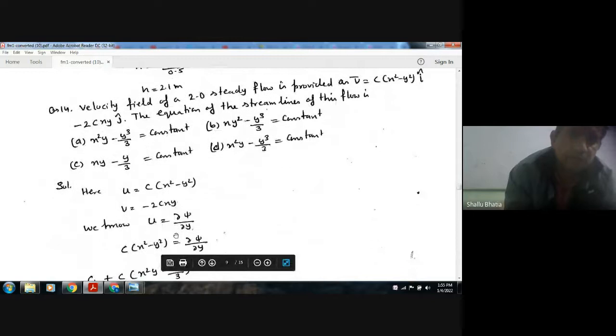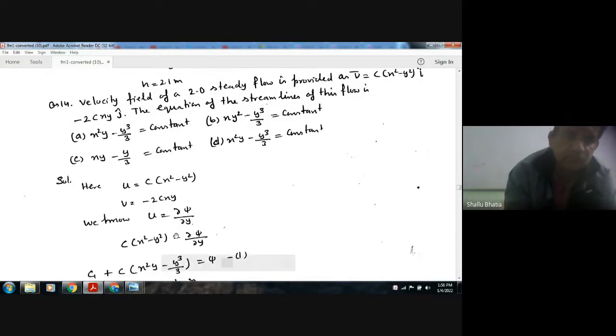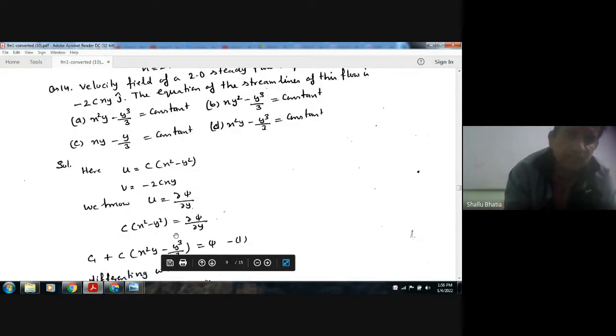the velocity field of a 2D steady flow is provided as V is equal to C(x square minus y square) i minus 2Cxy j. The equation of the streamline of this flow is: a, x square y minus y cube by 3 equals constant; b, x y square minus y cube by 3 equals constant; c, x y minus y by 3 equals constant; d, x square y minus y cube by 3 equals constant.